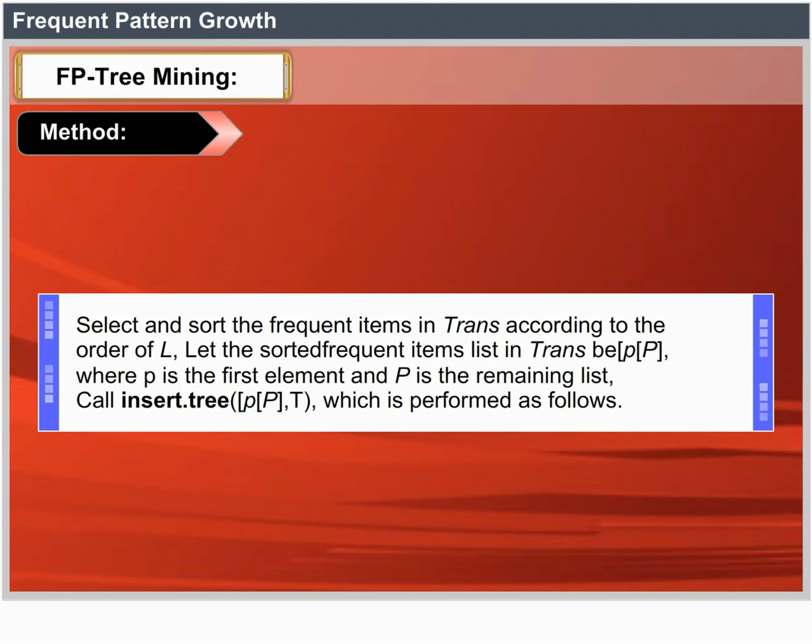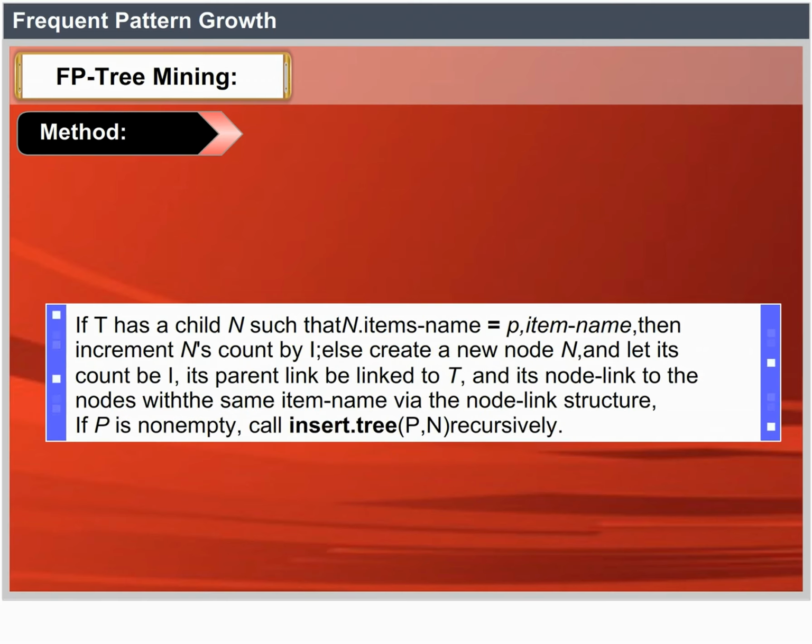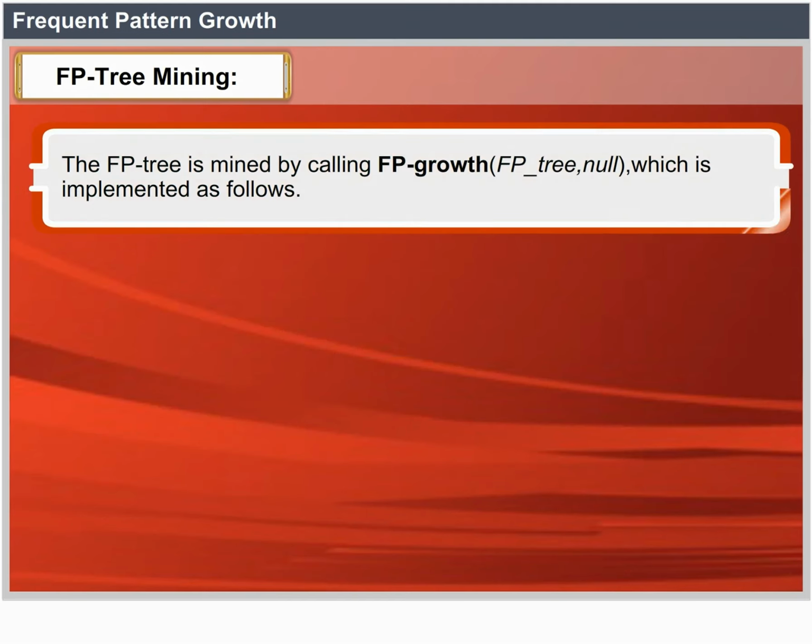If T has a child N such that N.item-name equals p.item-name, then increment N's count by 1. Else create a new node N and let its count be 1, its parent link be linked to T, and its node link to the nodes with the same item-name via the node-link structure. If P is non-empty, call insert_tree(P, N) recursively. The FP tree is mined by calling FP_growth(FP_tree, null), which is implemented as seen.